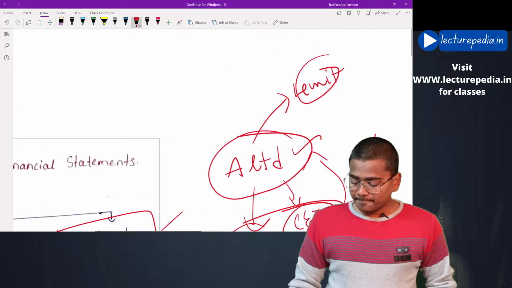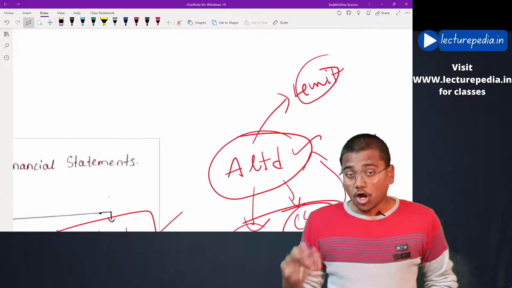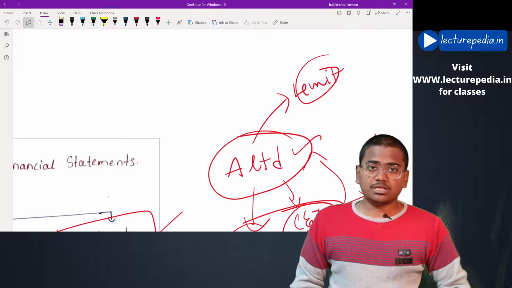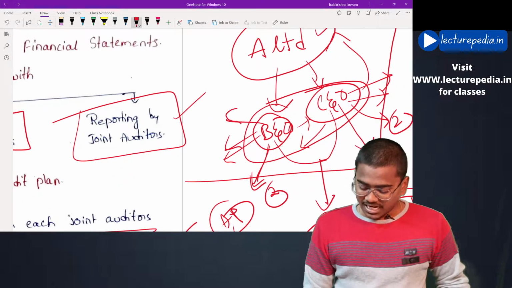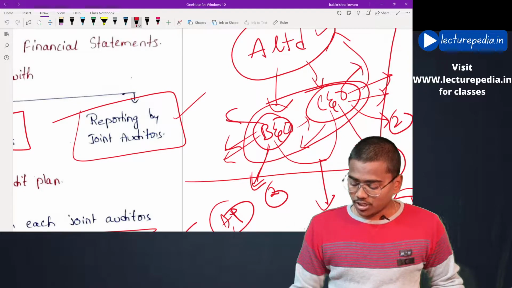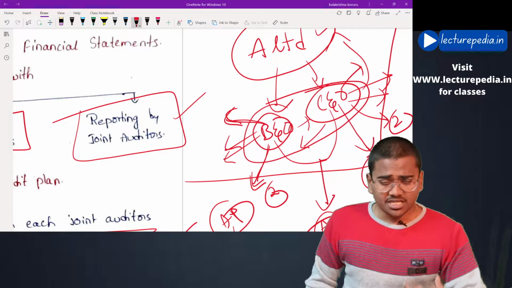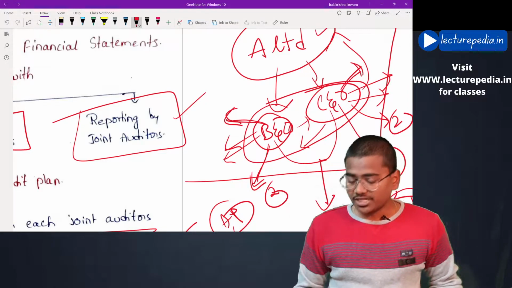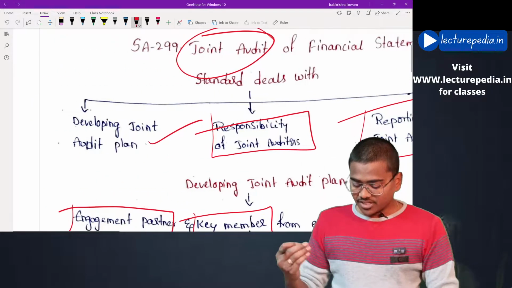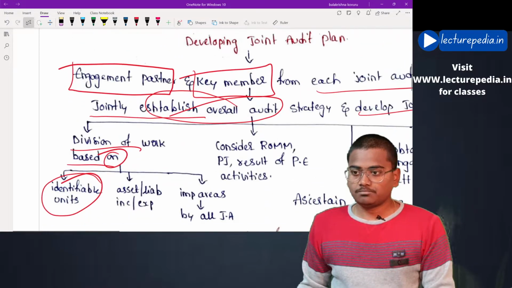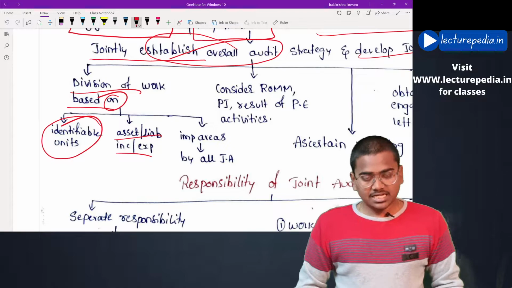Now let's say if there are no such identifiable units, in that case auditors can divide the work among themselves, like B and Co will audit assets of A Limited and C and Co will audit liabilities of A Limited, or B and Co will audit incomes of A Limited and C and Co will audit expenditures of A Limited. Like this they can divide the work if there are no identifiable units. Hope this is clear. Or based on assets or liabilities, income and expenditure.